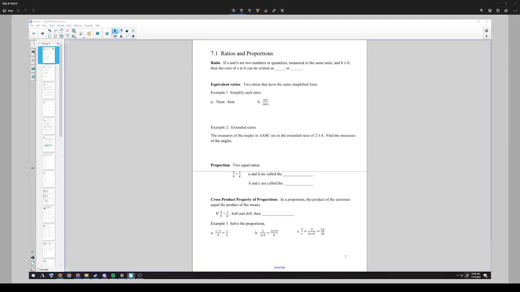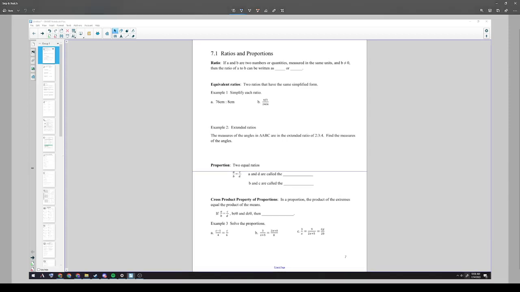All right, starting out chapter 7, we're going to be talking about similar figures. And along with similar figures, we want a reminder about ratios and proportions. So today should be nothing new, it should be things that you already know. But we're going to just do a quick refresher.